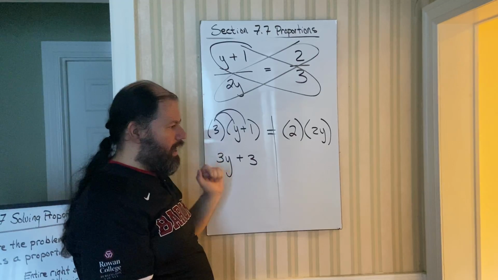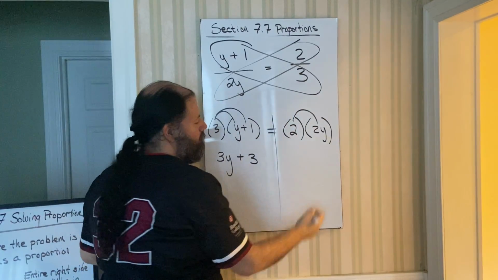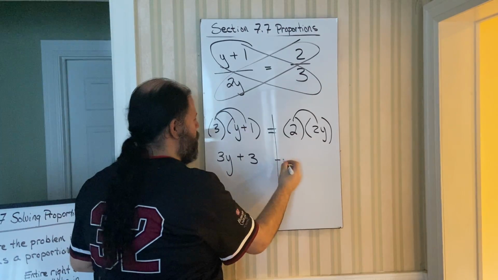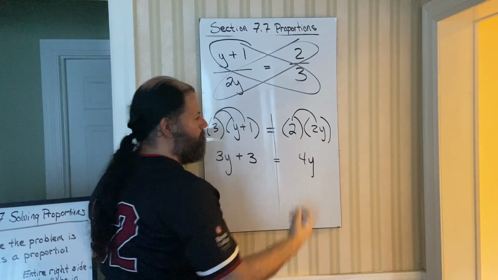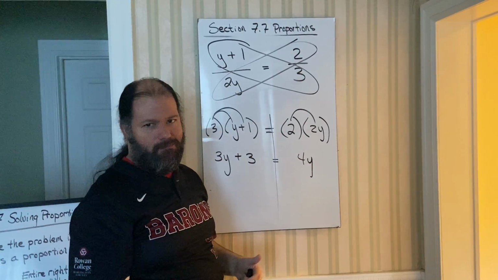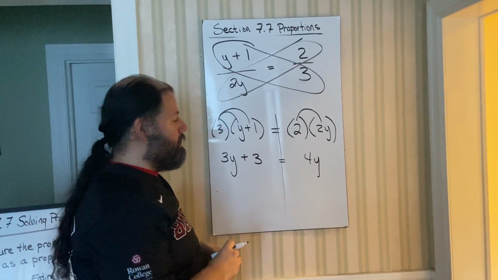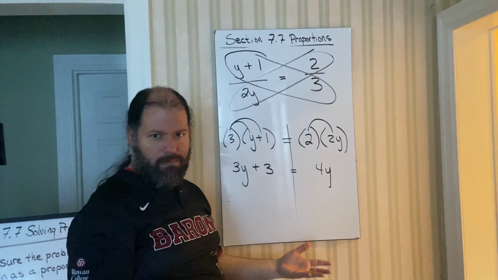Now that I'm done on this side, now I can focus on this side. Focus on the right, gotta get rid of those parentheses by distributing. We'll get 4y. Do I have any like terms? Coefficient, variable? No. Now that I'm done this, the next step, label.